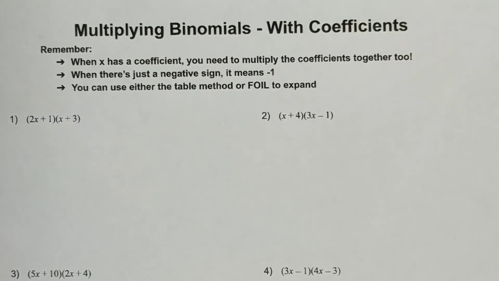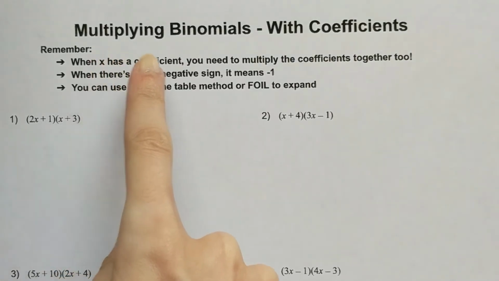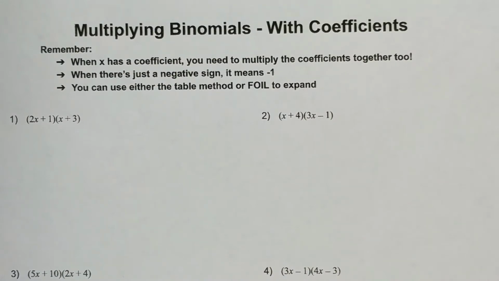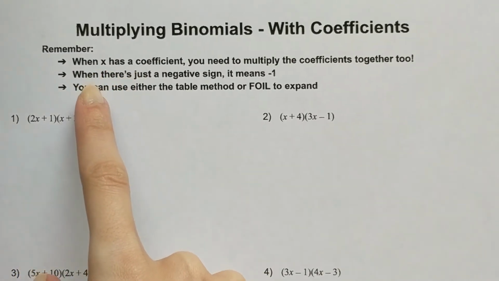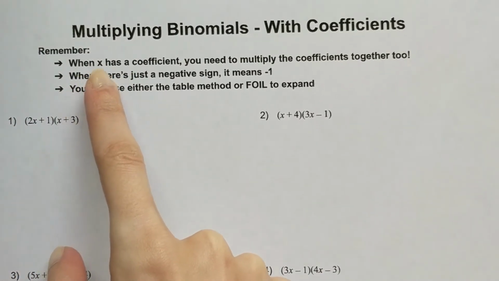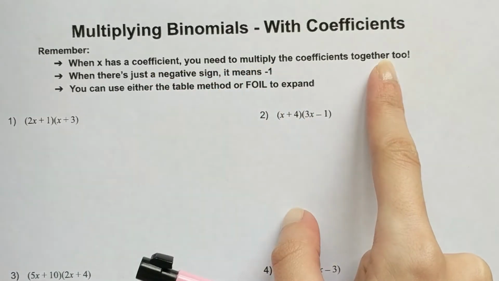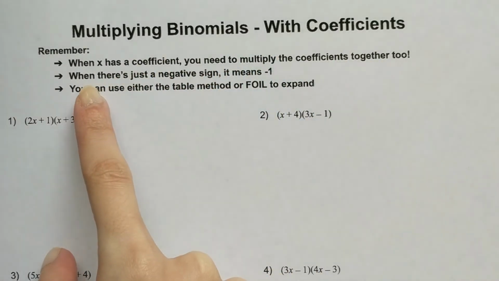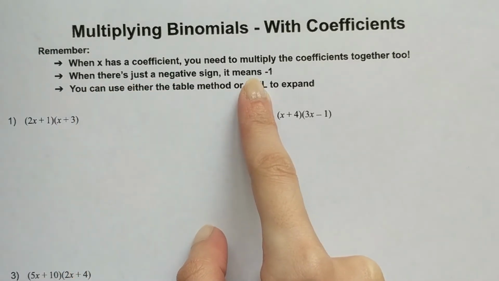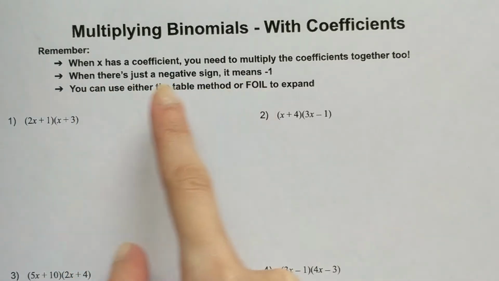Okay, folks, in today's lesson we are going to talk about multiplying binomials, but this time we're going to add coefficients to our x's, okay? So remember, just like when you're doing distributive property, when x has a coefficient, you need to multiply the coefficients together too. When there's just a negative sign, it actually means -1.